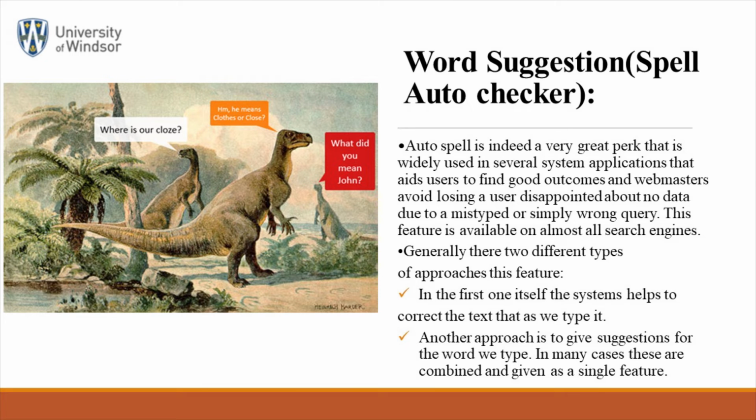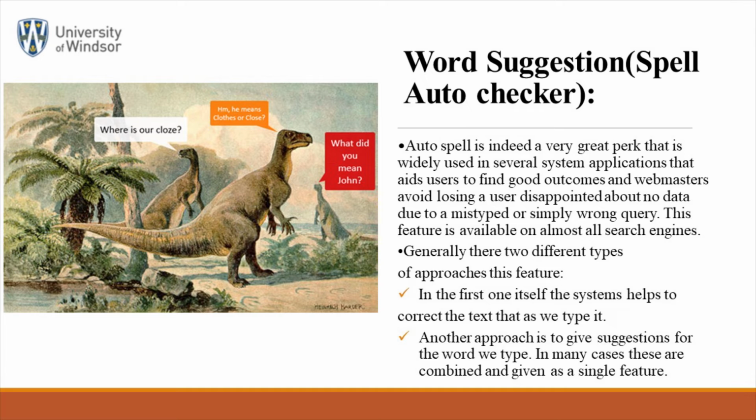My name is Likhitha and I'll be explaining word suggestion and page ranking. Word suggestion is also known as a spell auto checker, which is a great feature that is widely used in several system applications. It helps users find good outcomes and helps webmasters avoid losing users who are disappointed about missing data or a simple wrong query. This feature is available in almost all search engines.